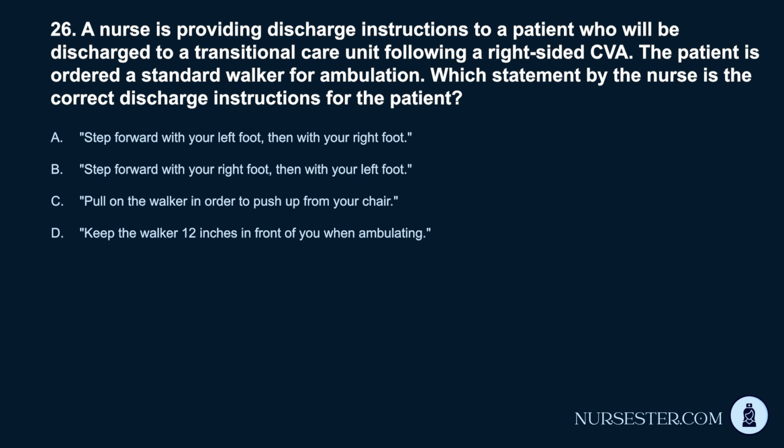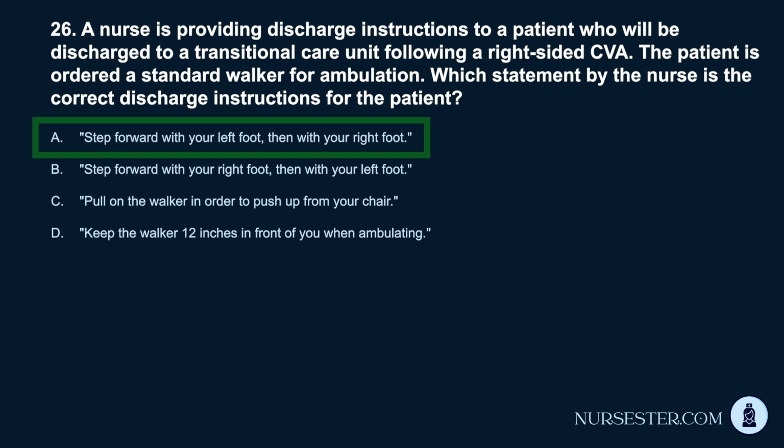26. A nurse is providing discharge instructions to a patient who will be discharged to a transitional care unit following a right-sided CVA. The patient is ordered a standard walker for ambulation. Which statement by the nurse is the correct discharge instructions for the patient? A. Step forward with your left foot, then with your right foot. B. Step forward with your right foot, then with your left foot. C. Pull on the walker in order to push up from your chair. D. Keep the walker 12 inches in front of you when ambulating.